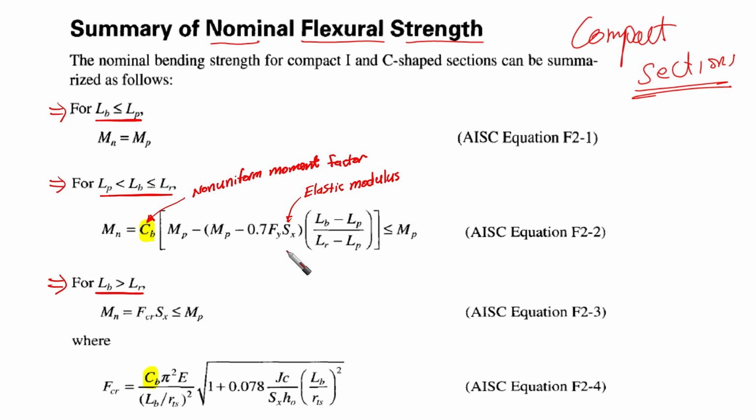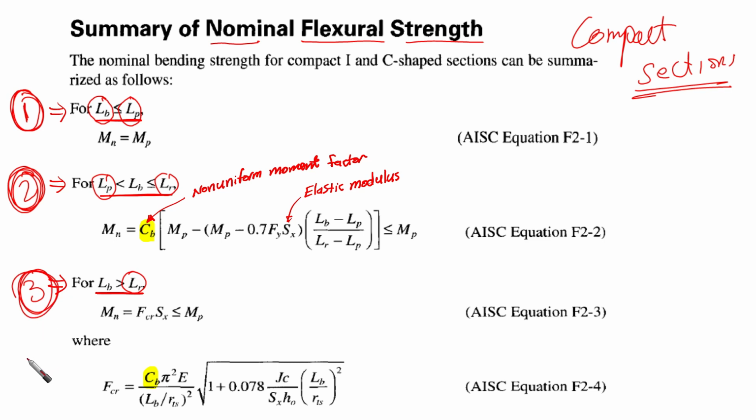Okay. The nominal bending strength for compact I and C shaped sections can be summarized as follows. So we have three different zones: if our braced length is less than LP, between LP and LR, or larger than LR. So we have three zones: zone 1, zone 2, zone 3. This is going to be plastic. Here it is going to be inelastic lateral torsional buckling. Here it is going to be elastic lateral torsional buckling.